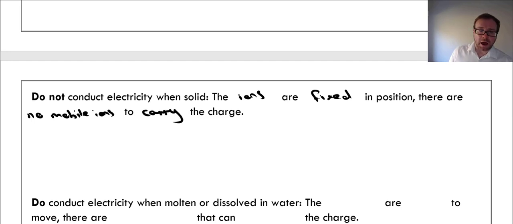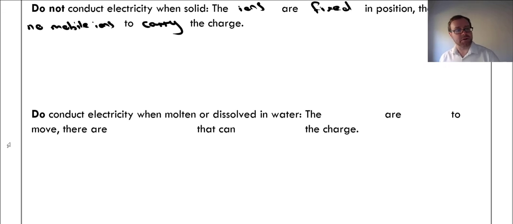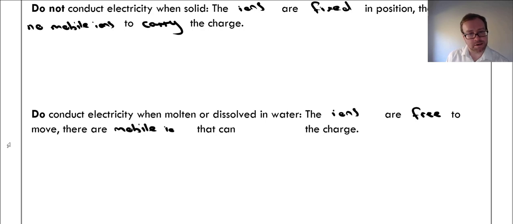So ions can carry a charge, or the electricity, the electrons, through a structure, but to be able to do that they have to be able to move. If they're in the solid state, then the ions are fixed in position, between the strong electrostatic forces of attraction. Therefore they can't move, so electricity cannot be conducted. However, they do conduct electricity when molten or dissolved in water, and that's because the ions are free to move. There are mobile ions that can carry the charge.